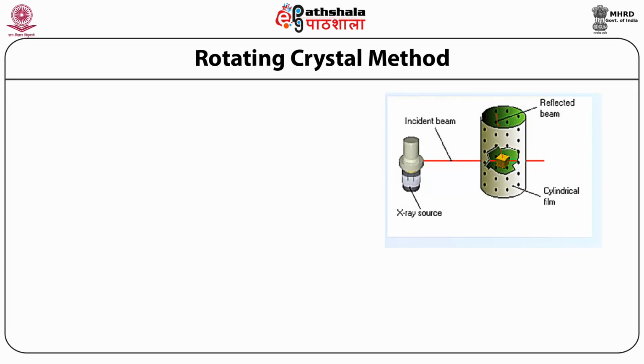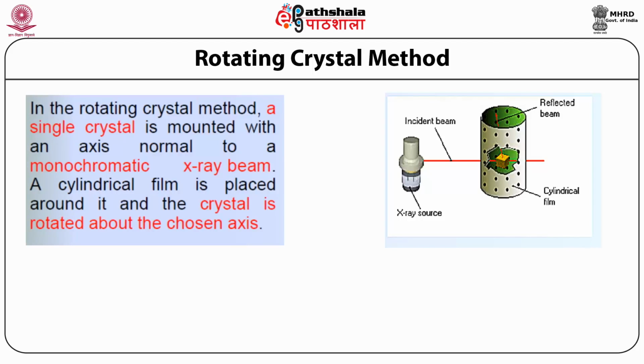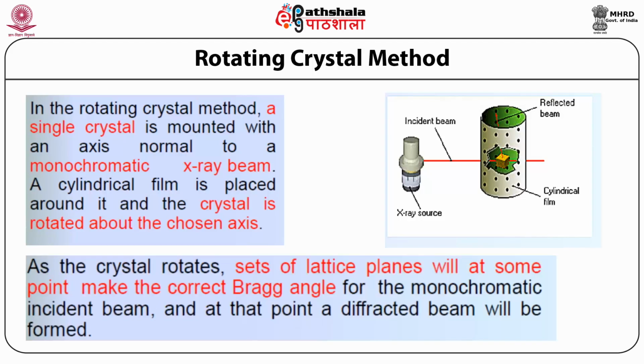So this slide shows us the geometry of the rotating crystal method. In the rotating crystal method, a single crystal is mounted with an axis normal to a monochromatic X-ray beam. A cylindrical film is placed around it, and the crystal is rotated about the chosen axis. As the crystal rotates, sets of lattice planes will at some point make the correct Bragg angle for the monochromatic incident beam, and at that point a diffracted beam will be formed.